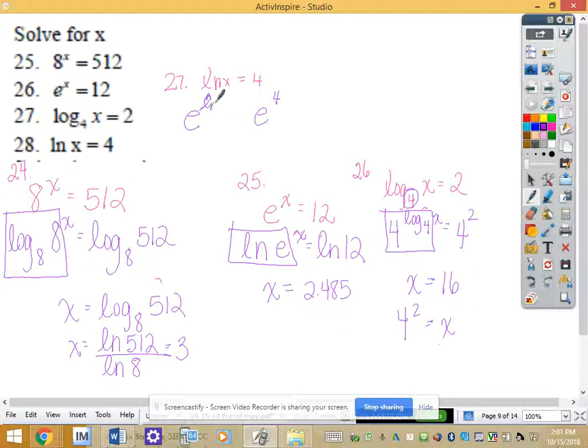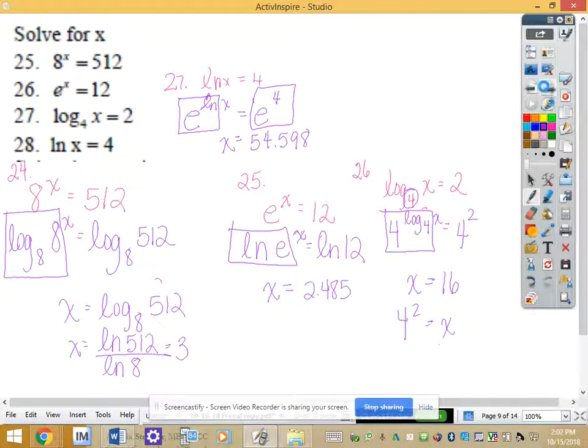Okay, so the ln of x. So e and ln cancel each other out, so x is equal to 54.598. And you're simply putting this in the calculator using your e button.